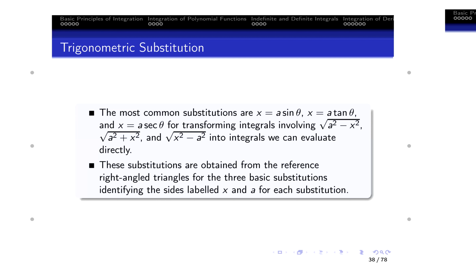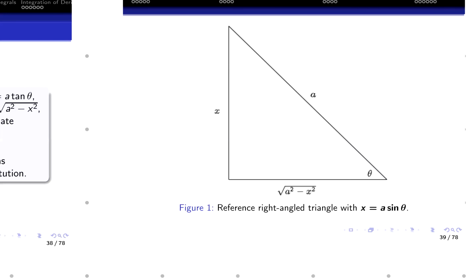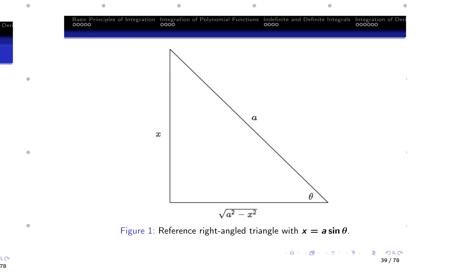These substitutions are obtained from the reference right angle triangles for the three basic substitutions, identifying the sides labeled x and a for each substitution. So let's see those triangles that led us to all of these relationships. Look at this, for instance. If you have a right angle triangle, of course, you have angle 90 here. a is the hypotenuse. You have the angle theta, and the opposite of that angle is x. So you have the hypotenuse and x, and automatically you can get the adjacent to be square root of a squared minus x squared, following Pythagoras theorem.